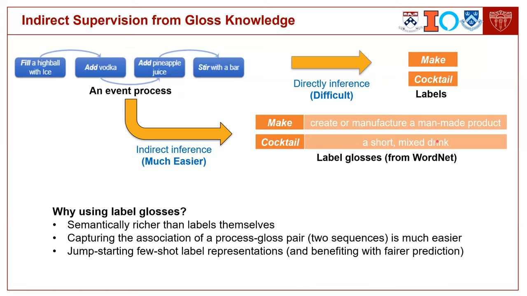So the reason we perform this kind of gloss-based inference is that the glosses themselves are much more semantically rich than the labels themselves. And also the gloss information is useful side information, which jumpstarts those labels that are rarely seen or unseen in training, because we have lots of few-shot and zero-shot cases.